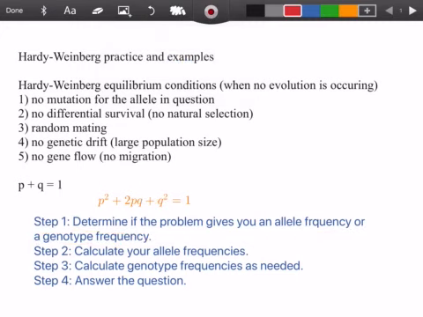Next, you need to calculate your allele frequencies based on what you're given. So you might be given q squared, and you have to calculate q, and then p, or you might be given q, and then you calculate p. Next step, calculate whatever genotype frequencies are needed for your question, and then answer your specific question.